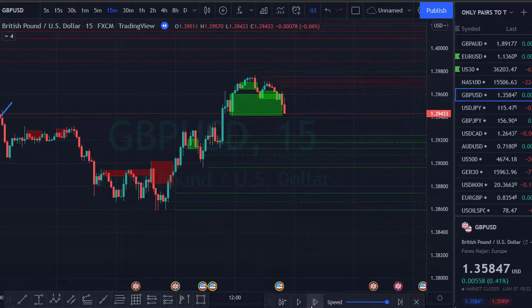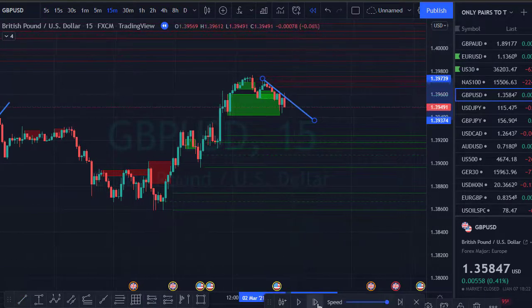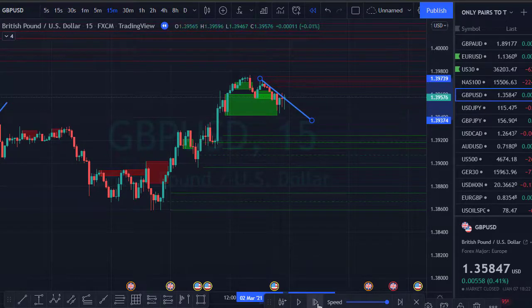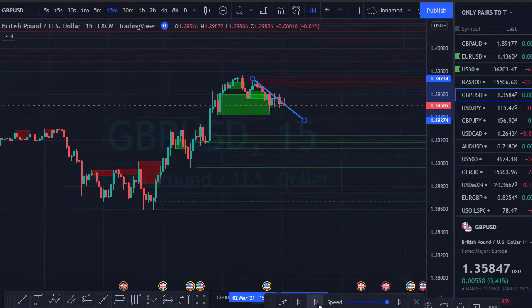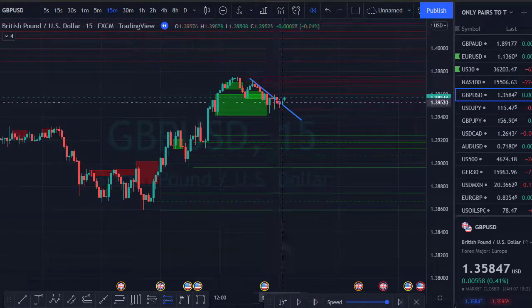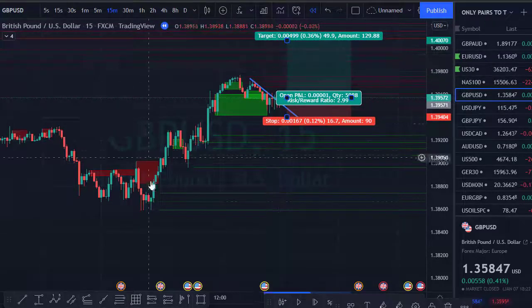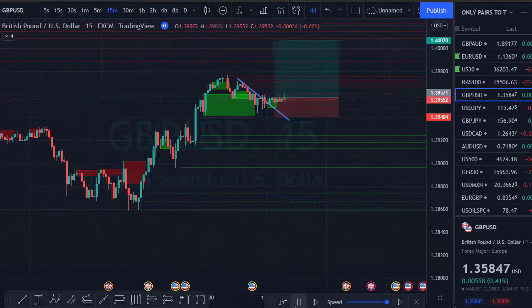Should turn green now. There it is. Now we're drawing the line right there, waiting for a break up. And let's see if we get it. All right, we're just going to take it. We're going to long that right there. It's a stop right there. I'm going to play it up into there. Let's just see what happens.